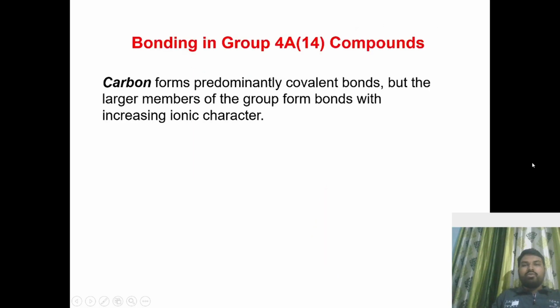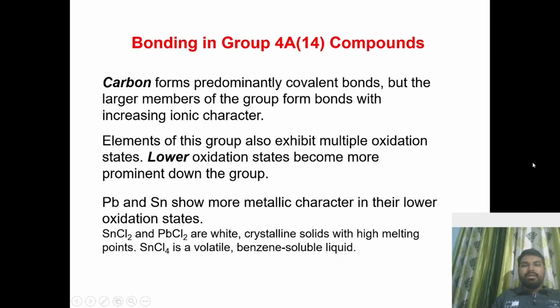Now bonding in group 14 elements. Carbon forms predominantly covalent bonds, but the larger members of the group form bonds with increasing ionic character. Elements of this group also exhibit multiple oxidation states. Lower oxidation states become more prominent down the group. Pb and Sn show more metallic character in their lower oxidation state.